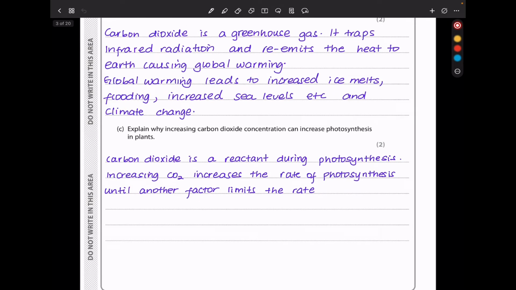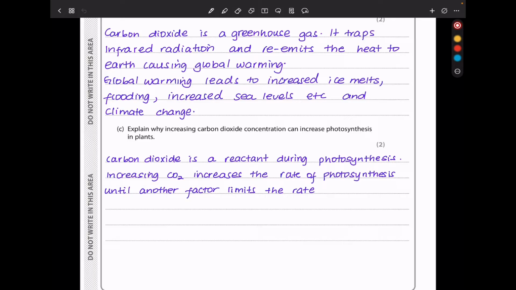In part C, explain why increasing carbon dioxide concentration can increase photosynthesis in plants. During photosynthesis, carbon dioxide is a reactant. Remember, the reaction for photosynthesis is carbon dioxide plus water gives us glucose plus oxygen. So CO2 being a reactant, when its concentration is increased, the rate of photosynthesis is going to increase because the plants are going to be taking in more CO2, which is a reactant.